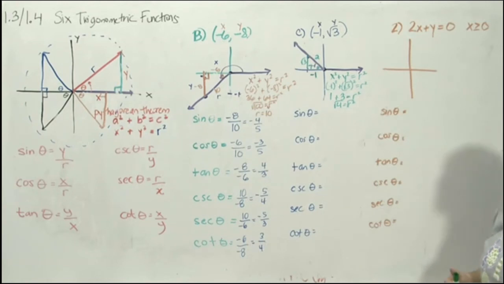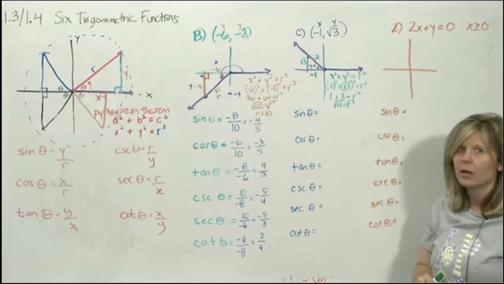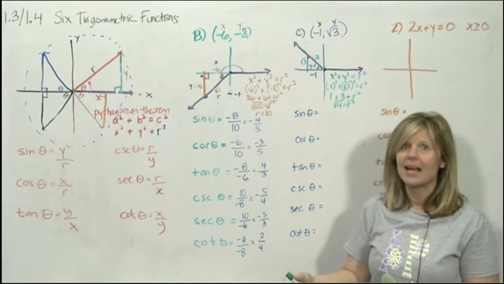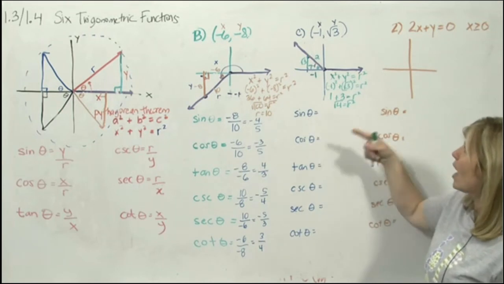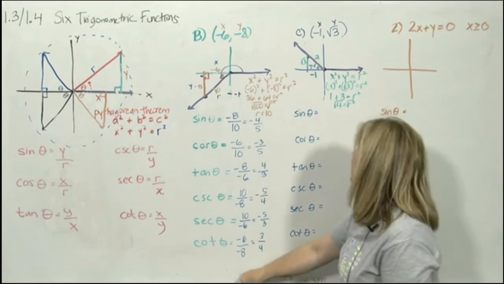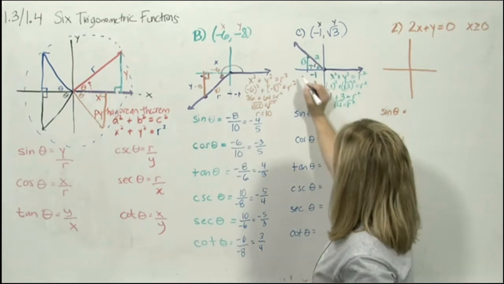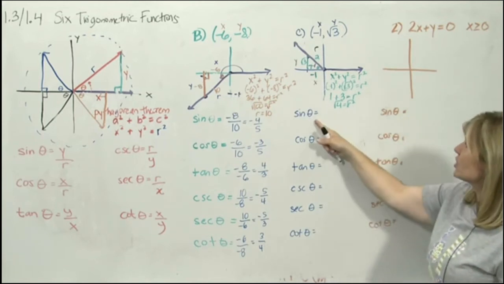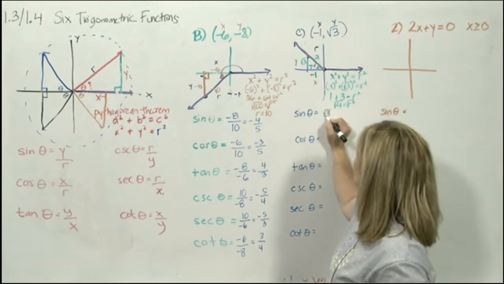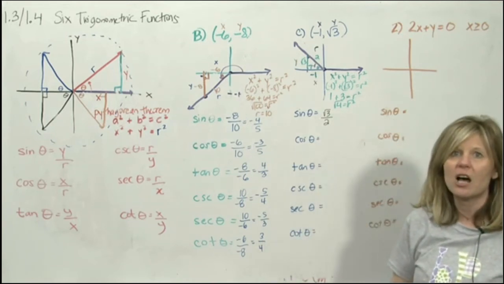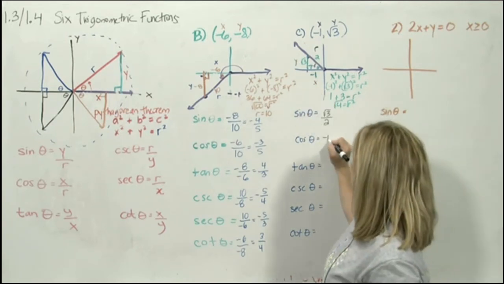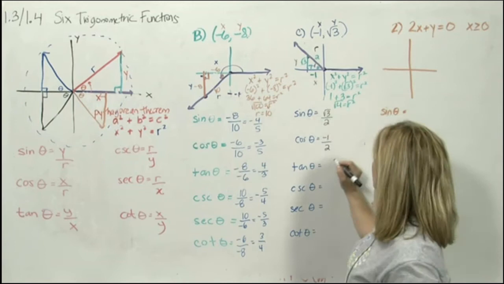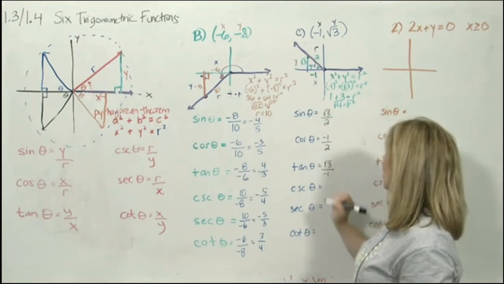Everybody's good? Awesome. Once you get your picture drawn, all you have to do to define the 6 trig functions is know your definitions. So you need to practice saying them. The sine of theta is y over r. Now, before I actually do it, I'm going to label. This is my x, this is my y, this is my r. It just helps me. So if I know my definition, sine is y over r. That's square root of 3 over 2. Cosine is x over r. That's -1 over 2. Tangent theta is y over x. That's square root of 3 over -1.